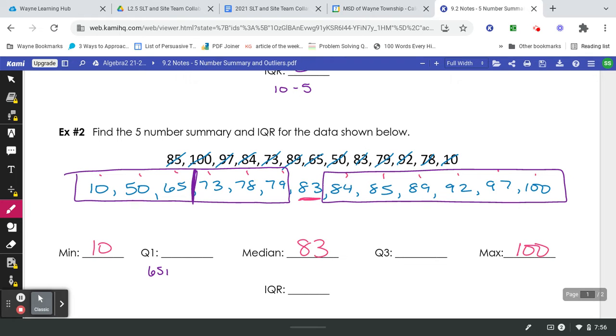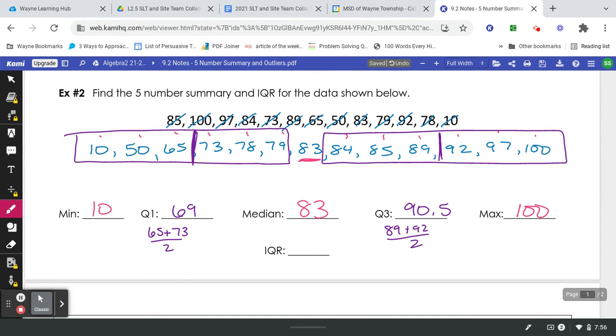So we would do 65 plus 73 and then divide that by 2. Gets us 69, and then same thing up here. That Q3 would be right there. 89 plus 92, divide that by 2, 90.5. And then the IQR, Q3 minus Q1, 21.5. So 90.5 minus 69.